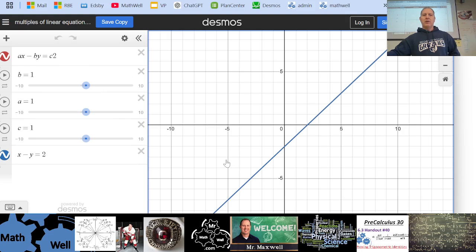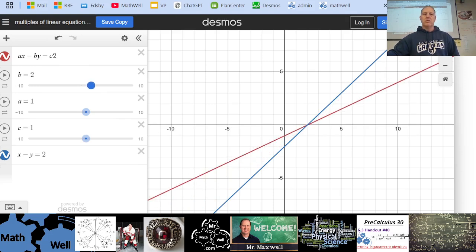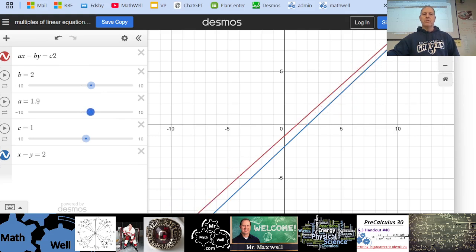Now I've also set up x minus y equals 2, but I've put coefficients in front of each of those. If I have the blue line off and the red line on, you see they're the same, because A, B, and C are all 1. So what happens if I move B to 2? We multiplied everything by 2. If I move B to 2, this is what happens. Then if I move A to 2, that's what happens. And then if I move C to 2, guess what? This is what happens, and it's the same line again.